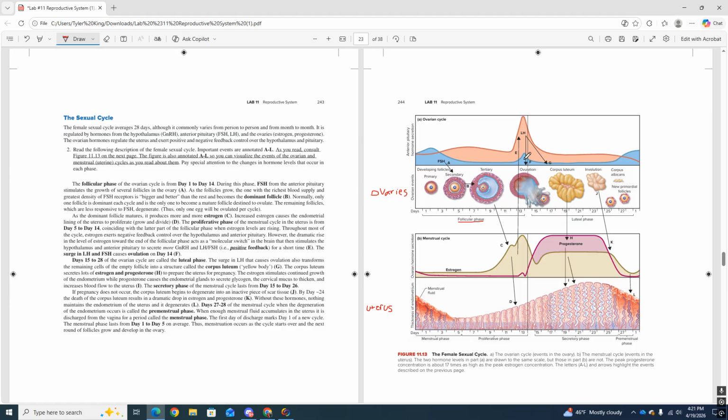We can mark that right here. So day 14, letter F. Ovulation: the follicle ruptures, allowing that oocyte, that egg, to escape and be caught by the fimbriae and move onward. Perfect. So what happens after this?